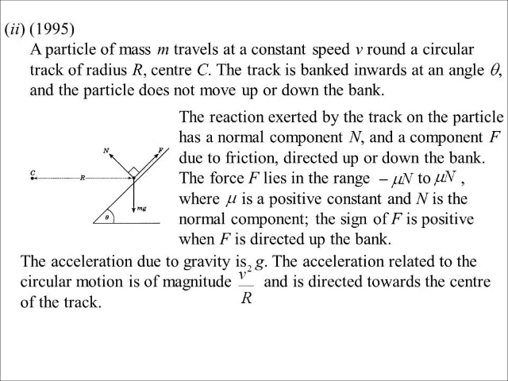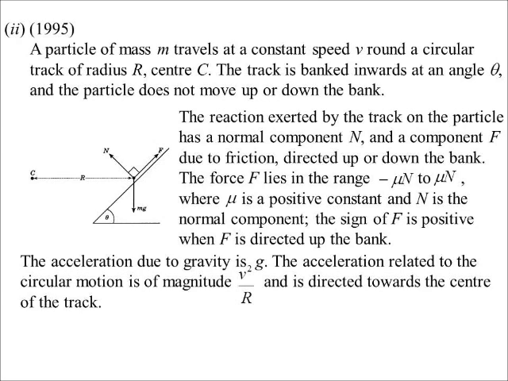Friction always turns out to be some multiple, some constant, of the normal force, and mu is a positive constant. The sign of F, they've defined positive to be up the bank. So it'll be positive mu n when it's going up the bank. Acceleration due to gravity is g, and they've also given us the circular motion acceleration of v squared on r, and that's directed towards the centre.